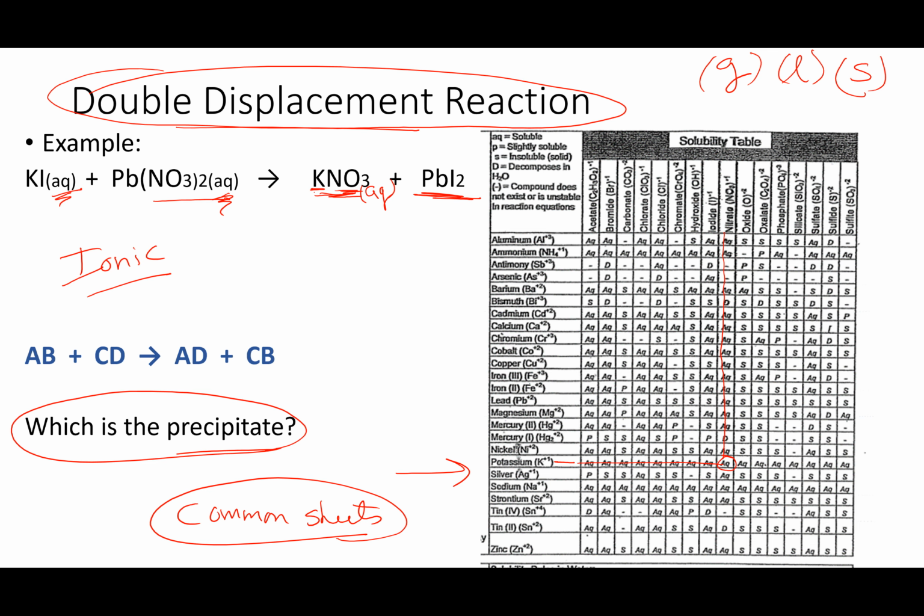Now I'm going to look at lead iodide. Lead iodide, here's my lead. Here is iodine. And when lead and iodine form a compound, it says S. S means solid. So if these two aqueous solutions bond, they produce a solid. The solid that is produced in this double displacement reaction will be lead iodide.